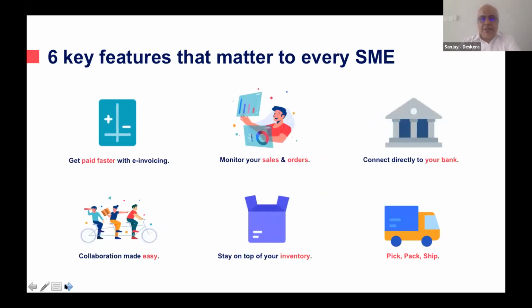Six key features that matter to every SME. First, obviously, e-invoicing. IMDA has been promoting this e-invoicing. Deskera is e-invoicing enabled. Gone are the days where you have to do a paper invoice and fax it across, etc. You can just create an e-invoice. There is some grant for that, we'll talk about that. You can monitor your sales and orders. You can collect directly to your bank. We have integrations with 500 banks, so you can integrate with UOB, DBS, PayPal, any of such accounts. So you don't need to physically go to a bank. You can do collaboration. Inventory, obviously, you can do pick, pack, ship, etc. We have an advanced inventory module to take care of inventory.